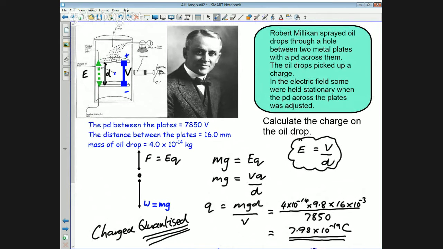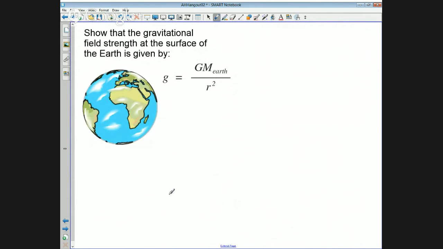Okay, let's move on to our next question. We're doing very well this evening. Okay, it's a simple one. It's to do with gravity. The minute you see one of these questions, you should be absolutely delighted that you've got a gravity question. So let's read out what it's about. Show that the gravitational field strength at the surface of the Earth is given by g equal to the universal gravitational constant times the mass of the Earth divided by the radius squared.